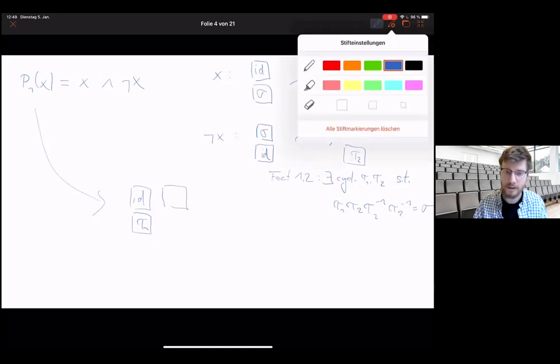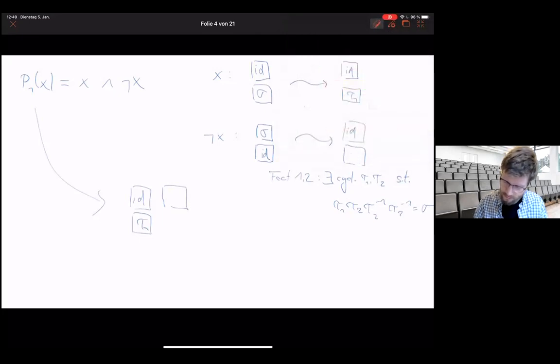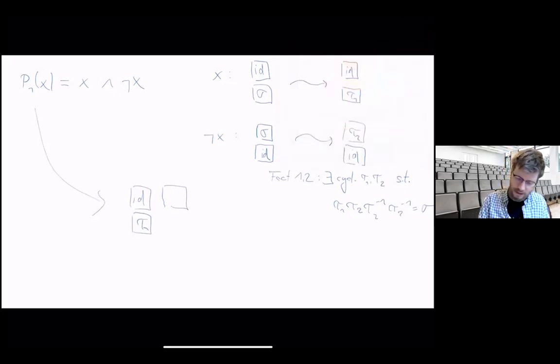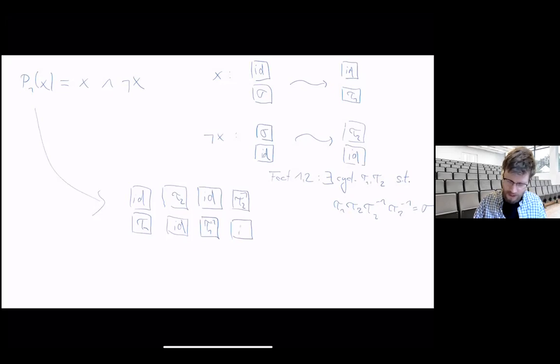sorry, here I, of course, did anyone notice that I have a typo here? This should, of course, be tau 2, an identity down here. So tau 2, identity, and now just the inverse matrices. So inverse of identity is identity, and inverse of tau 1 is just tau 1 inverse. And here we have tau 2 inverse, and here we have identity. Great.